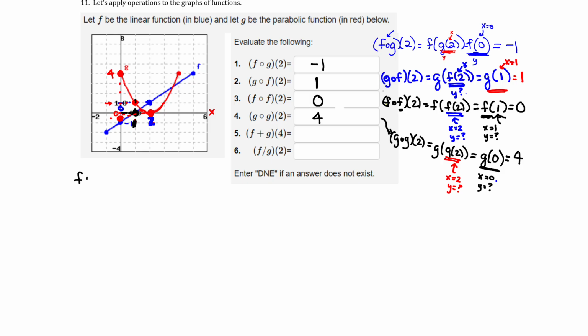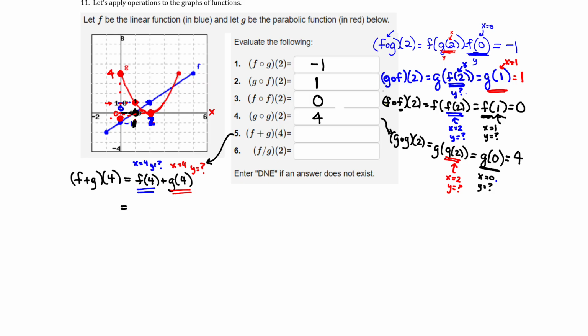I'm going to do one over here. F plus g of 4. F plus g of 4, what does that mean? F plus g of 4 means I'm going to take the two functions f and g and add them up, right? So in other words, I'm looking for f of 4 and g of 4. And what is f of 4? Well, f of 4 is asking the question when x is 4, what is y, right? And g of 4 is asking a similar question: when x is 4, what is the y value for g? For f, it's the blue curve. For g, it's the red curve.